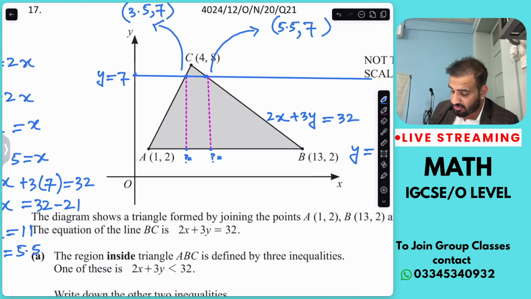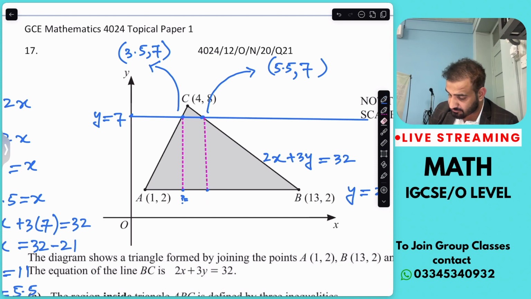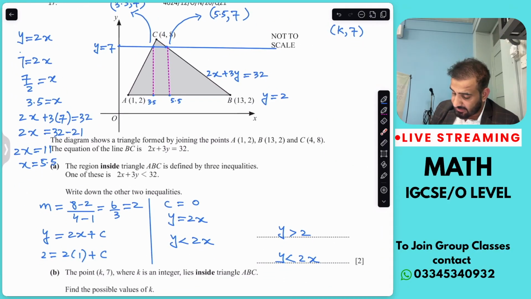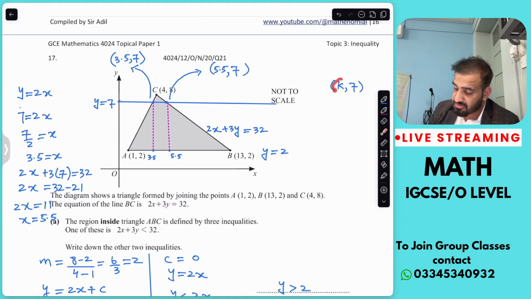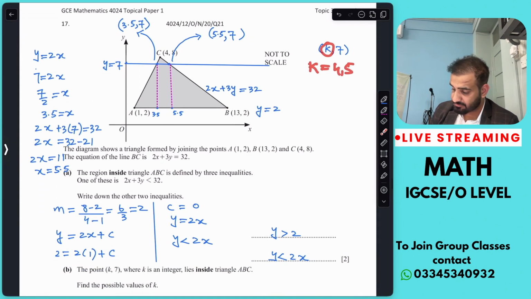So now we have these values. The first value is 3.5. The second value is 5.5. Now tell me, what are the integer values of x which lie between 3.5 and 5.5? They are 4 and 5. There are two integer values, which are 4 and 5. So that is why my possible values of k are 4 or 5. That's it.